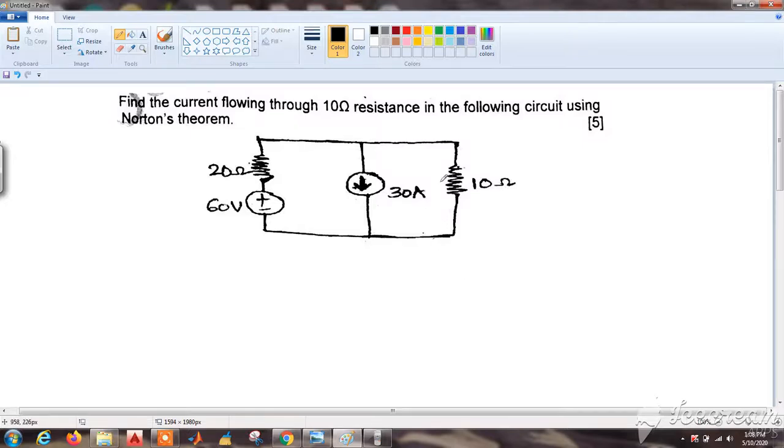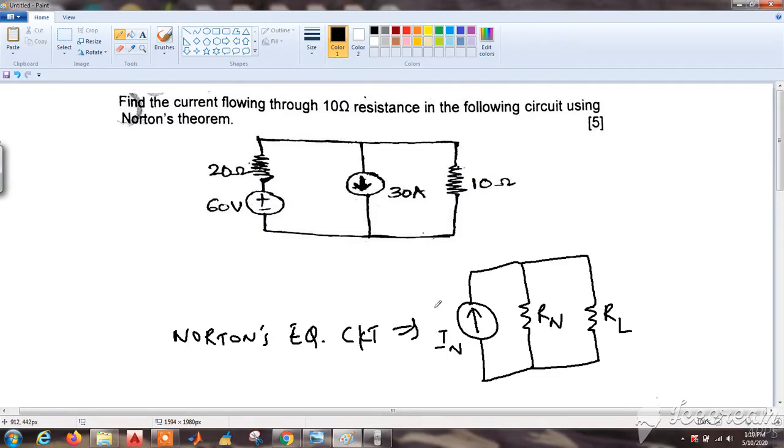Find the current flowing through 10 ohm resistance in the following circuit using Norton's theorem. We know that for this we have to make a Norton's equivalent circuit, which consists of a single current source, called Norton's current, in parallel with a single resistance called Norton's resistance Rn, which is parallel to the load resistance given, and the load resistance given is 10 ohms.